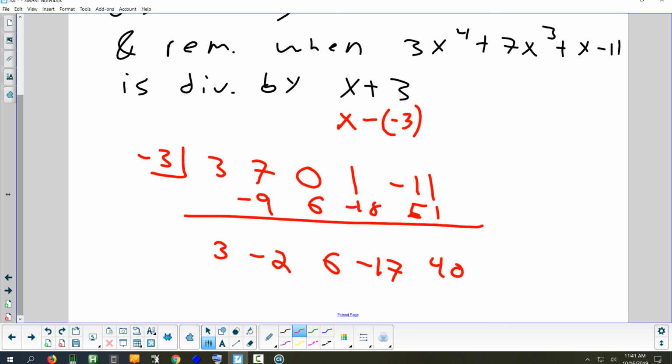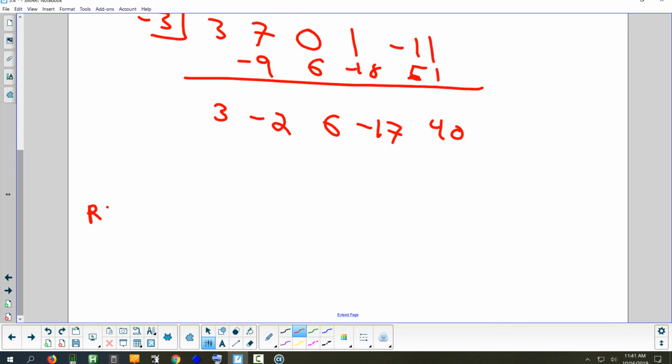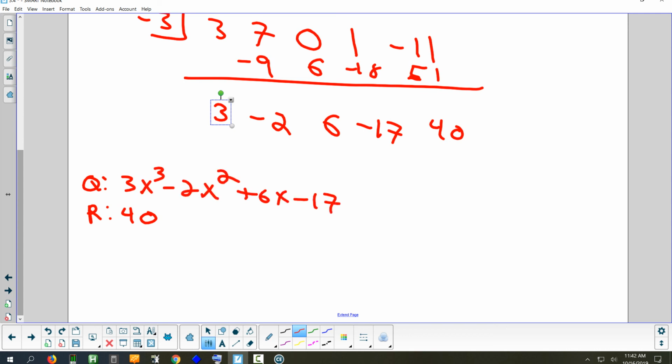Look how quick that was, right? Way faster than doing long division. Long division would probably still be on the first step. Is there any questions what I did there? Okay, so what's my remainder? 40. And my quotient is constant, linear, squared, cubed: 3x cubed minus 2x squared plus 6x minus 17.